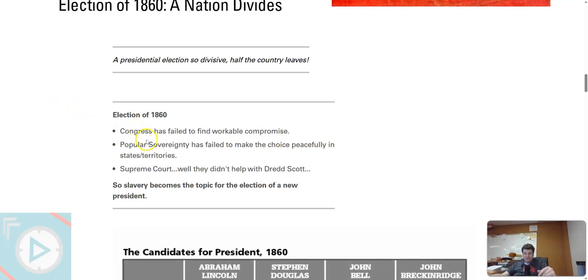How we got to this point is a bit of review. Congress has failed to find a workable compromise. Popular sovereignty, let the people decide. That hasn't worked. See Bleeding Kansas. And the Supreme Court, they weighed in with Dred Scott, and, well, that didn't go over so well. And so slavery is the topic for the election of 1860. Where people stand on it is going to impact how they vote in this election.